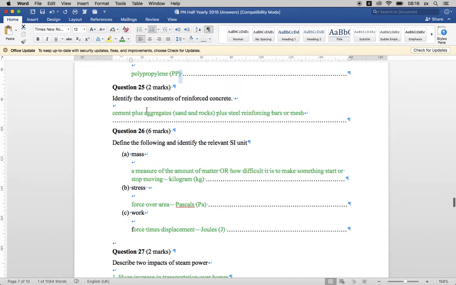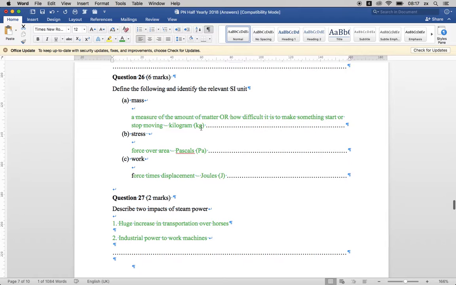Okay, question 25 is 2 marks. If you left out any part of this, there were 3 parts that you need to get 2 marks. If you had 2 of them, you only got 1 mark. Cement, which acts as the glue, aggregate, which is the filler, and steel, which is the reinforcing. So it asks for reinforced concrete. If you said cement and steel, you wouldn't have got the 2 marks. If you'd said cement and aggregates, you wouldn't have got 2 marks. If you said sand and rocks instead of aggregates, you got the marks.